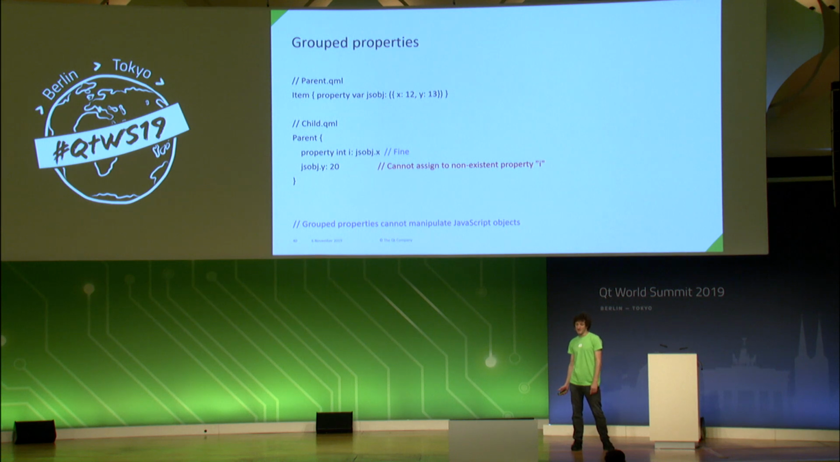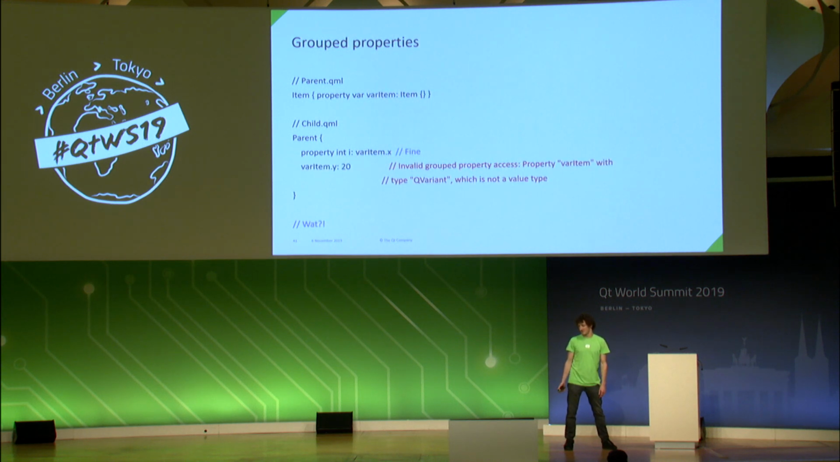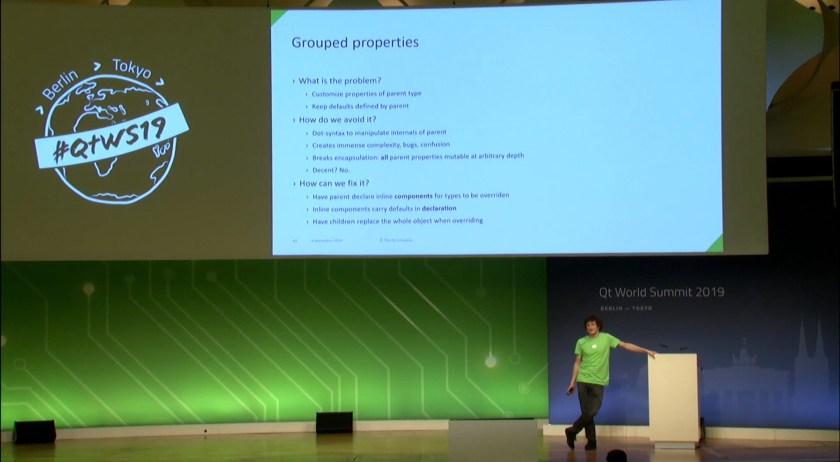Now, on top of that, of course, you cannot do any group properties with JavaScript objects, although you can read properties of JavaScript objects, or with variants. Maybe you see where I'm getting. Group properties are just so buggy that it's really not worth it to salvage them, in my eyes.